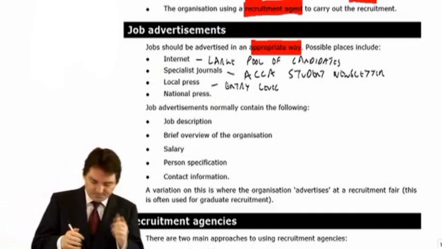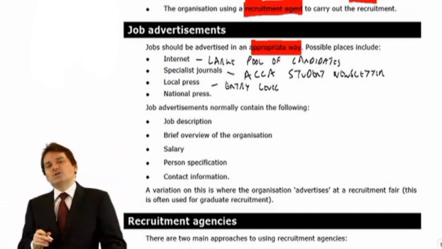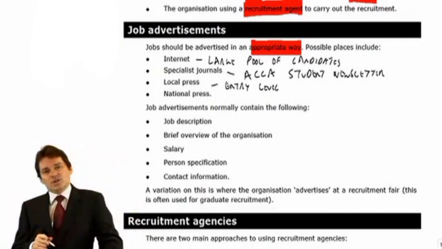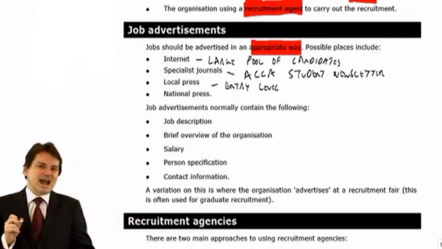And finally, you might decide to advertise in the national press. Now, this one isn't as common.